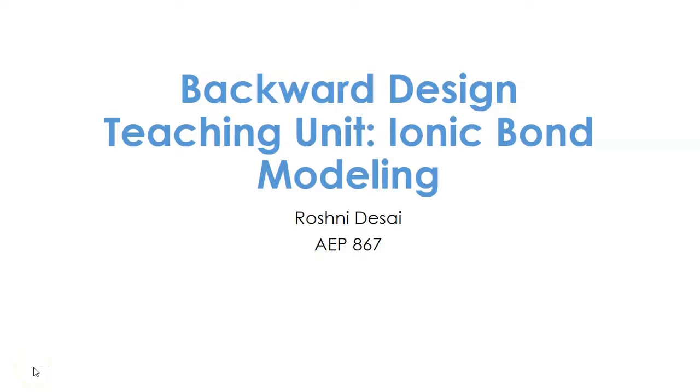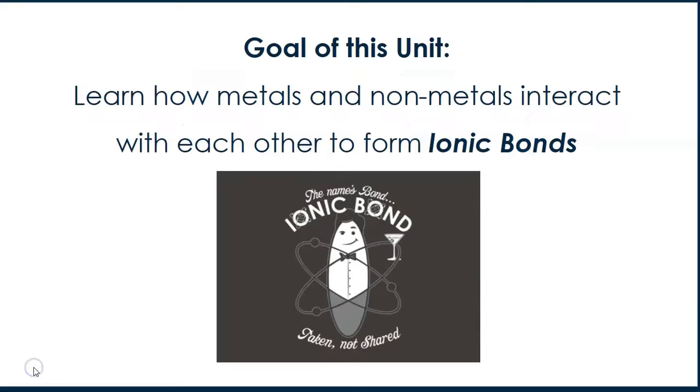For this unit, this is for my regular chemistry students. This unit is going to focus on ionic bond modeling. The goal of this unit is the students are going to learn how metals and nonmetals interact with each other in order to form ionic bonds. The different materials put together in this unit are solely going to focus on ionic bonding and different ways that you can model ionic bonds and how metals and nonmetals can interact with each other using their electrons.